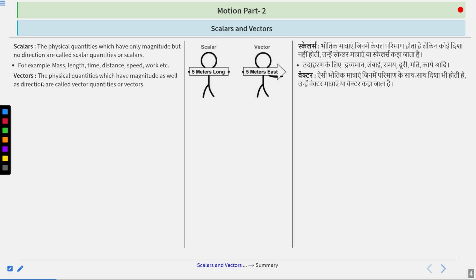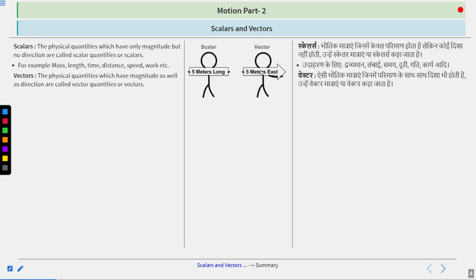Now, vectors. These are the physical quantities which have magnitude as well as direction. That's why these are called vector quantities or vectors. Now, you can see, this is the vector. You are getting the magnitude of 5 meters plus direction also: 5 meters east. You are getting a particular direction. That is the basic difference between scalars and vectors.